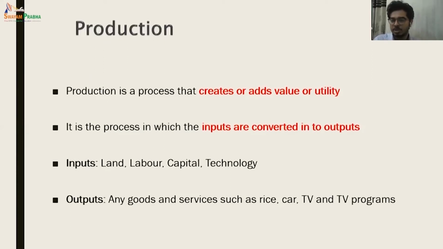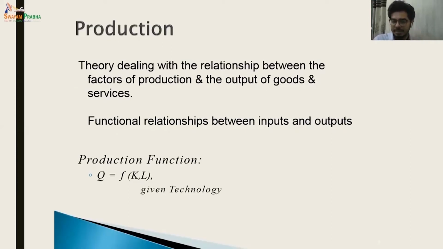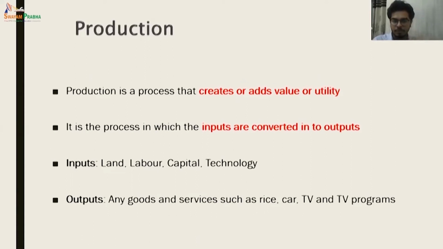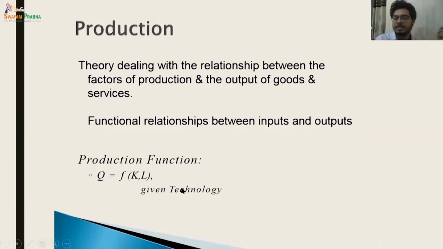Land can be considered as capital, and generally we consider technology is fixed given the technology. So even if we have four types of inputs: land, labor, capital, and technology. Land and capital goes as capital, labor is L, land and capital is K, and technology is given. So technology over here is fixed.